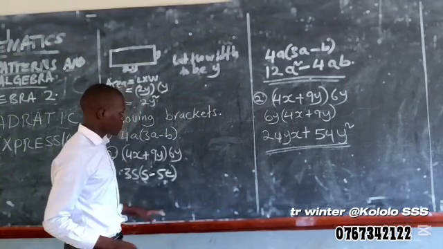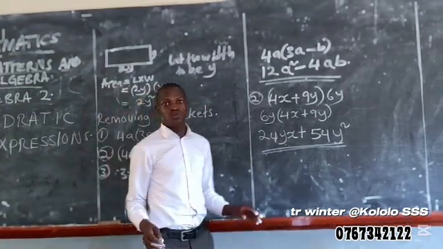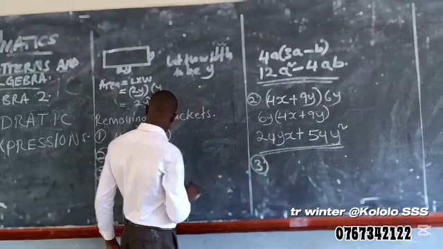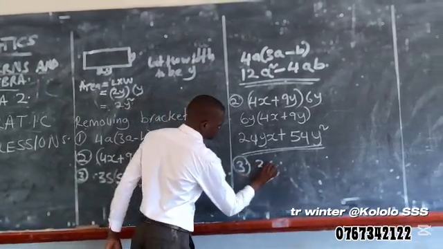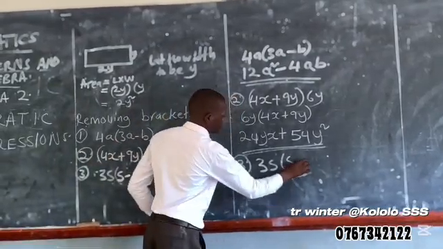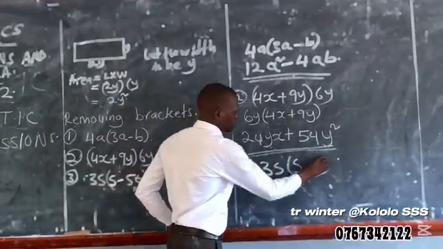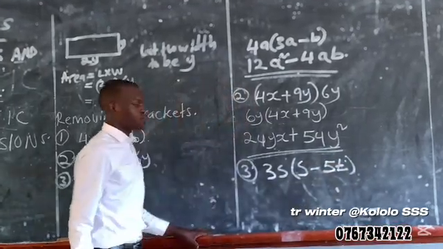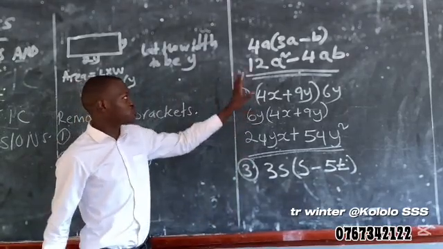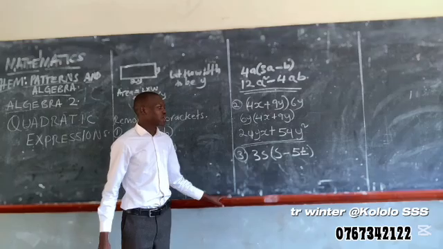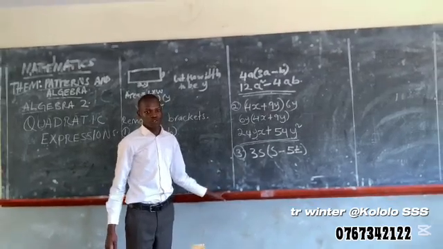So you guys will try out this one. Number 3, using the same logic, is 3x times s minus 5b. Using the same logic that we have used to solve the 2, you can also try to multiply and you come up with an example of the quadratic expression.